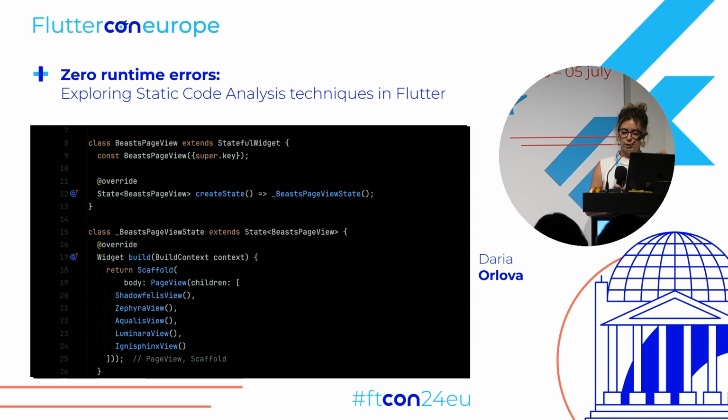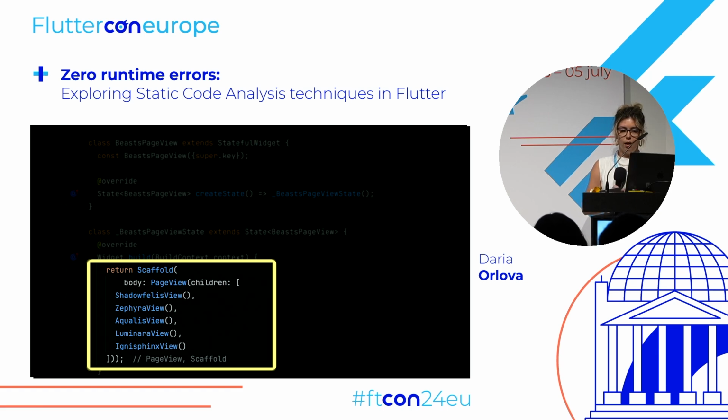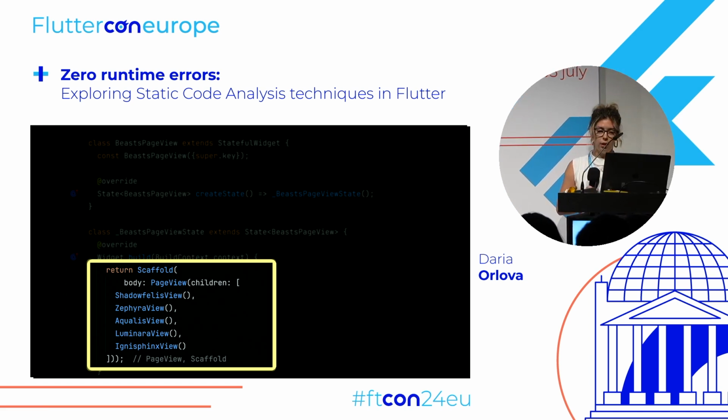From the first glance, we can see that the Beast page view is a stateful widget, which doesn't have any state. Our main page has a page view with children, and some formatting is off, and also the children are hard-coded. We have a separate view for each beast.